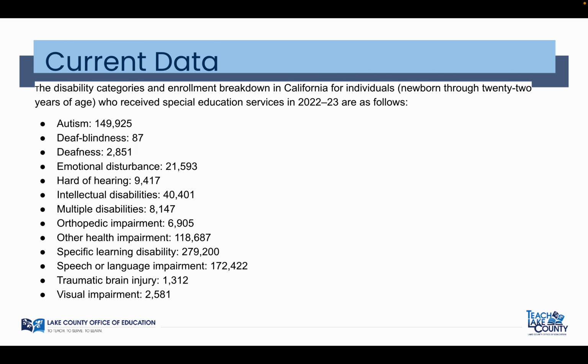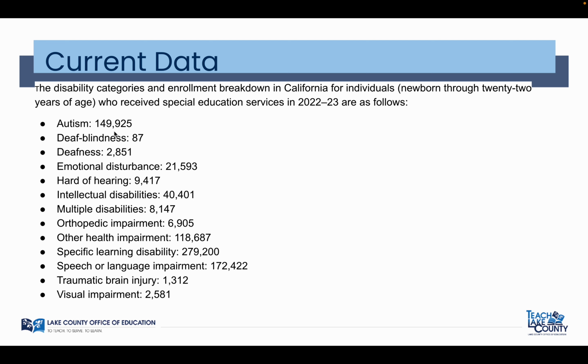And then we'll have a candidate fact sheet for that. Some current data: the disability categories and enrollment breakdown in California for individuals newborn through 22 years of age who receive special education services in 2022-23 are as follows. So this is all the students in the state of California, how many were in special education, and what their particular needs were.